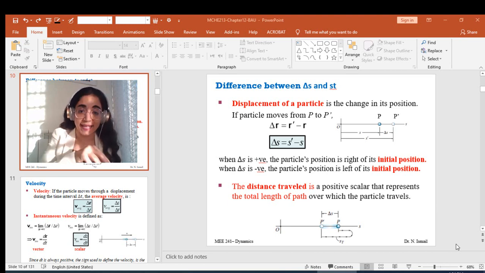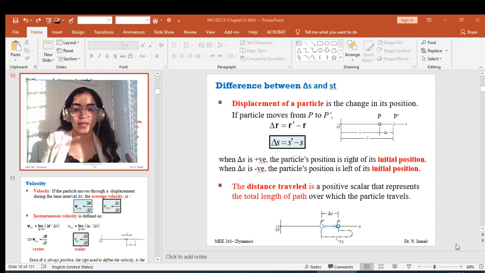And then we said that S is OP in algebraic form, so it is not a vector, but a scalar value, which means it could be positive if this P is at the right side of the origin O, and negative if this P is at the left side of this origin O. And then we said that the displacement is by definition delta S, all right? So the displacement here, as you can see, guys, is S prime minus S.